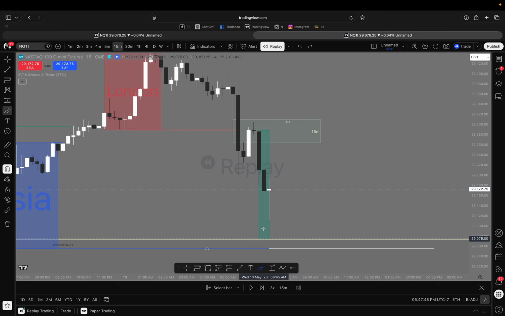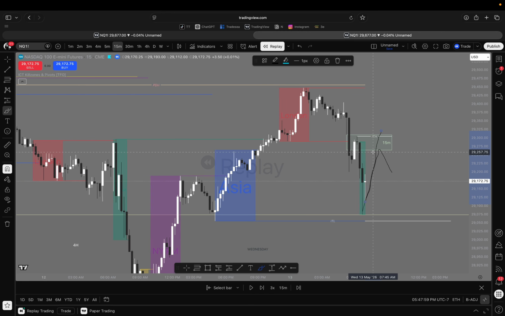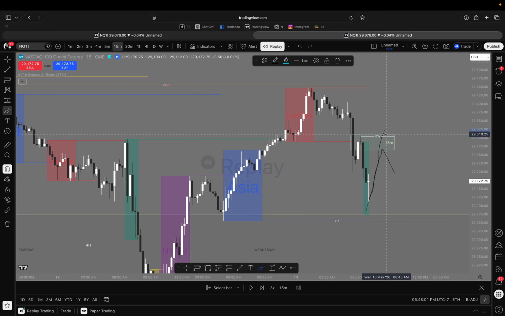I wouldn't anticipate price to just come and tap this fair value gap and leave this drawn liquidity behind, right? If we are bullish, I want to see price come, take this high, and if price is truly going to the previous day high, disrespect this gap and continue to this draw.